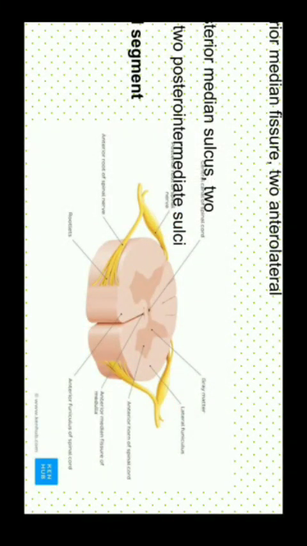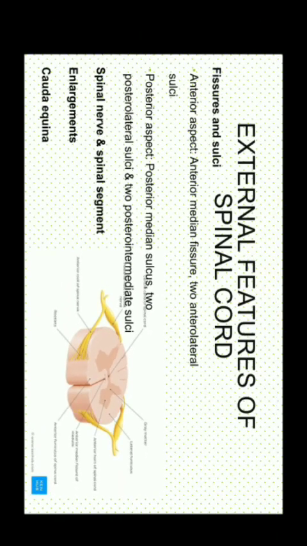So how many spinal segments do you expect? There are 31 spinal segments. How many vertebrae? The spinal segments of thoracic, lumbar and sacral are equal to the vertebrae of thoracic, lumbar and sacral, but the spinal segments of the cervical region are one more than the vertebrae. It's 8 spinal segments. Coming to the coccyx, it's one segment, while there are 4 coccygeal vertebrae. So this is a point to be noted.